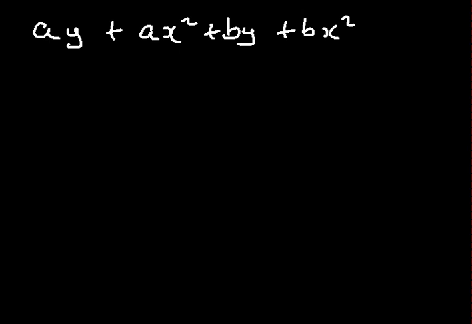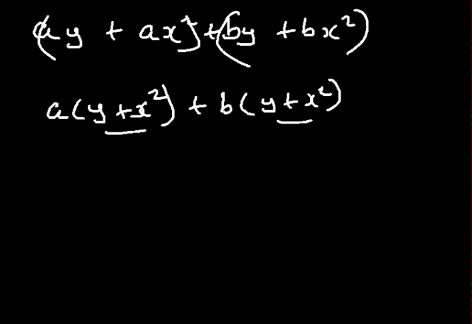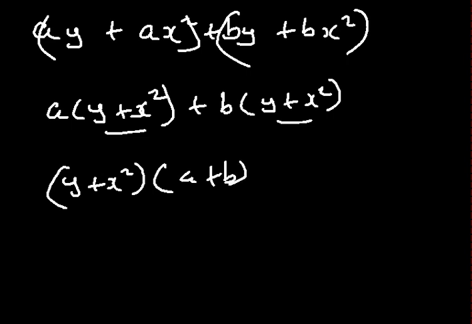So now we group them this way. In this case we'll have a(y + x squared), and plus b(y + x squared). So now you can see that we have the same expressions in the groups. Which means this is the same as (y + x squared) times (a + b). So that's the principle behind that.